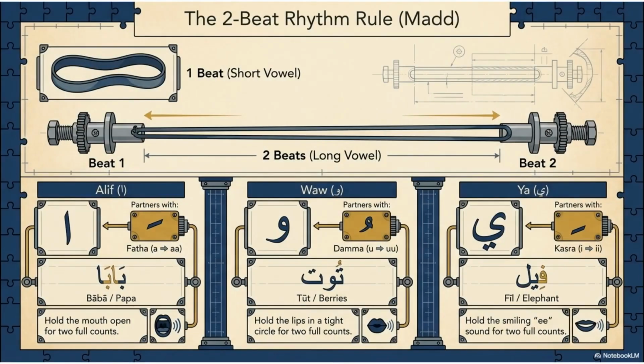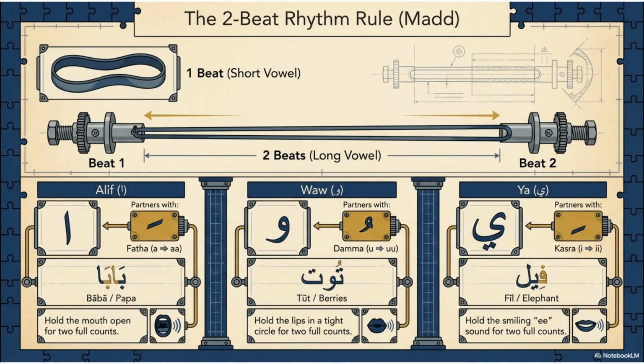The 2-beat rhythm rule, called mad, uses vowel partners to extend the sound. The word mad literally means stretching or extension. To pronounce the word mad correctly, use a sharp ah sound, like in the word cat, and make sure to end with a strong, clean D.